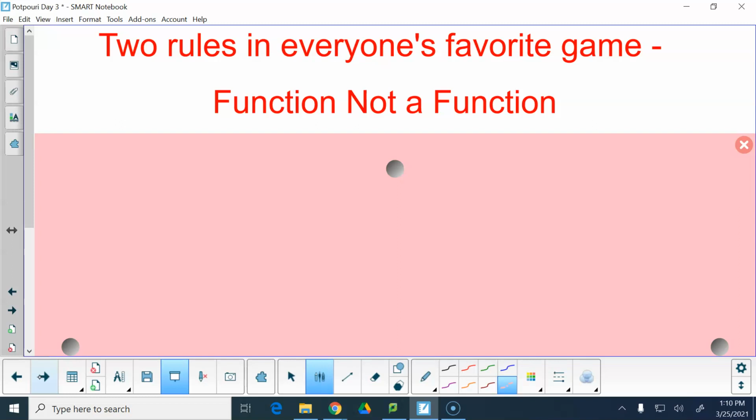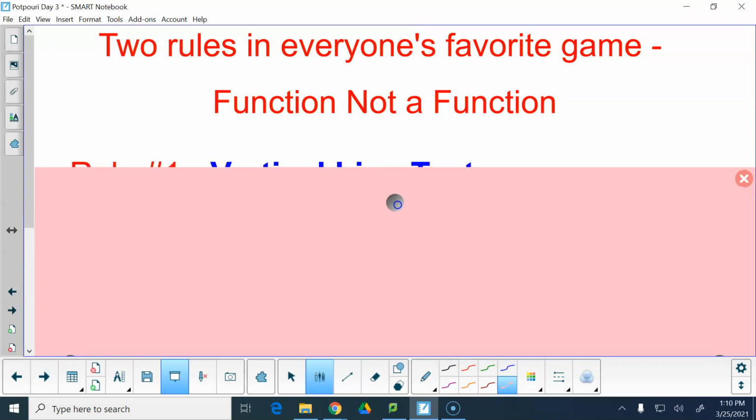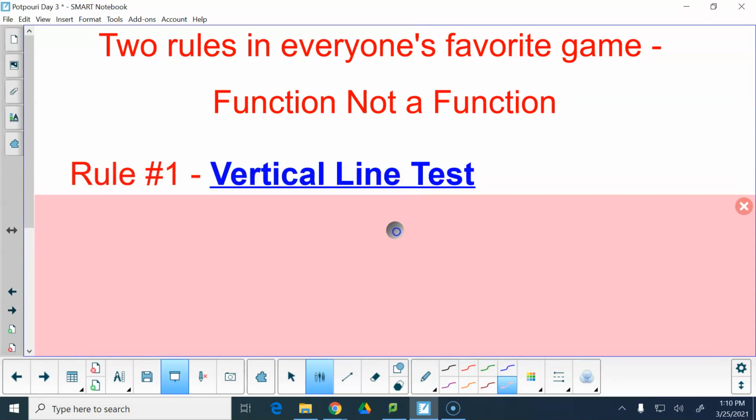Is it for one and one thing? No. Vertical line. What does the vertical line test tell us? Put a line in there, and if it crosses more than once, you lose. If your graph touches your vertical line more than once, right?